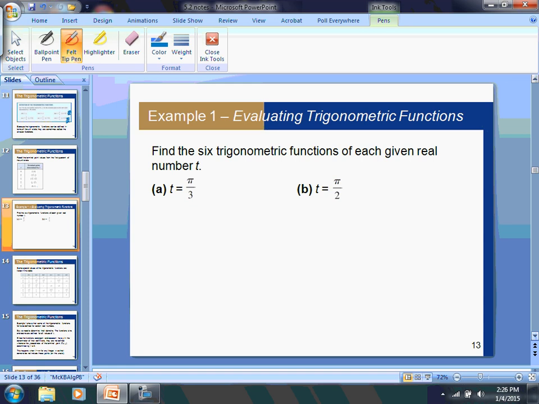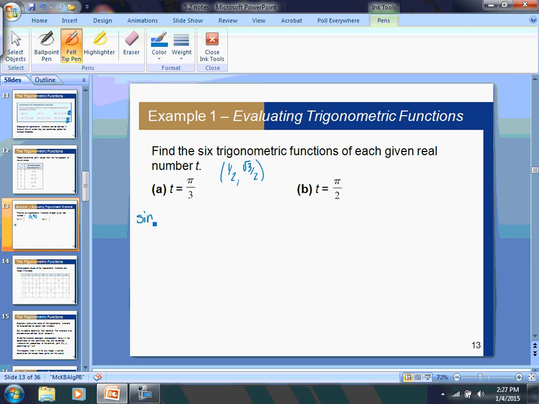It says to find the 6 trigonometric functions of each number. So, for example, number 1 part A, we have t is pi over 3. So pi over 3, that's in our first quadrant. I need to know the terminal point for pi over 3. So I'm going to just make a note that that is 1/2, square root 3 over 2. Okay. So now I have to find the sine and the cosine and tangent, and then I'll do the inverses of them for cosecant, secant, and cotangent.